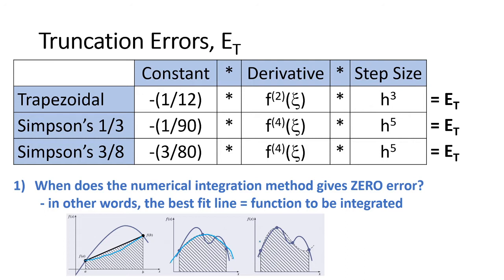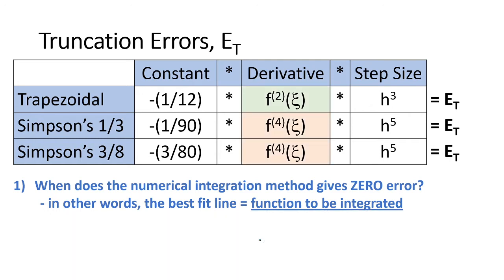So how do we know that mathematically? If you look at it mathematically, it helps us to remember better how we explain the truncation error for different numerical integration methods. If the truncation error has to be equal to zero, looking at these three terms, as I have highlighted, only the derivative term can possibly be equal to zero. The constant terms are small values because they are 1 over 12, 1 over 90, 3 over 80, but they will not be zero for sure. As well as the step size.